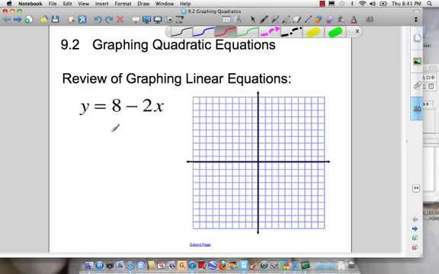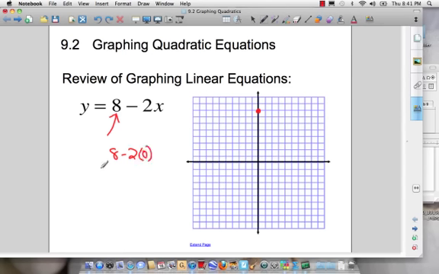The way we went about graphing this is to first notice that this point right here is always the y-intercept. So 1, 2, 3, 4, 5, 6, 7, 8. And the reason that's the y-intercept is that if you plug in 0 for x, 8 minus 2 times 0, well, you get 8 for y. So (0, 8) is on the graph.